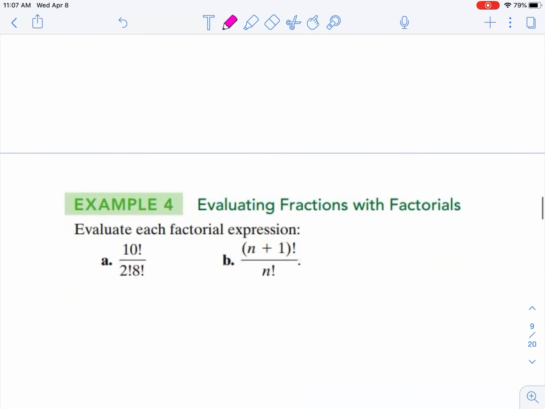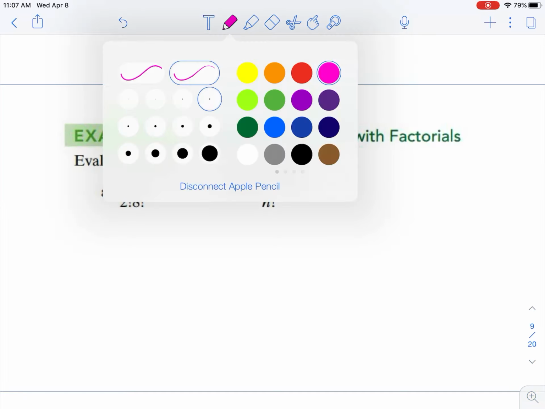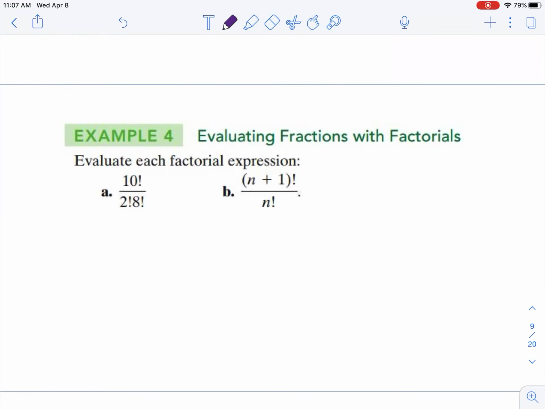All right, now we're going to go on to our last one. This is where we're going to be evaluating factorials with fractions. You guys are going to see some patterns as you go through it, and I'm going to walk you through some patterns on this first one. The second one's a little bit more interesting by my book, but the way you look at it is 10 factorial is essentially 10 times 9 times 8 all the way to 1. 2 factorial is 2 times 1. 8 factorial is 8 all the way to 1.